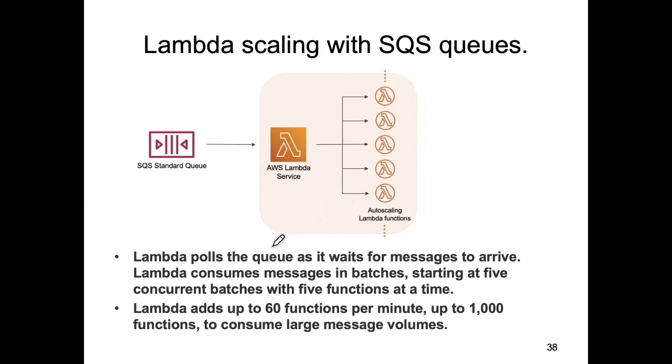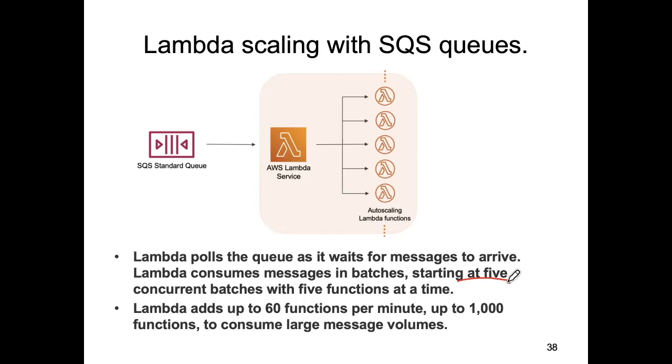And the specifics of it, I'm talking a little bit about down here. I'm saying the Lambda polls the queue as we know, as it waits for messages to arrive. The Lambda consumes messages in batches. That's okay. Oh yeah, I think by default, what Lambda does is it creates 5 instances of your Lambda function as a kind of a lower bound in terms of concurrency and scalability.